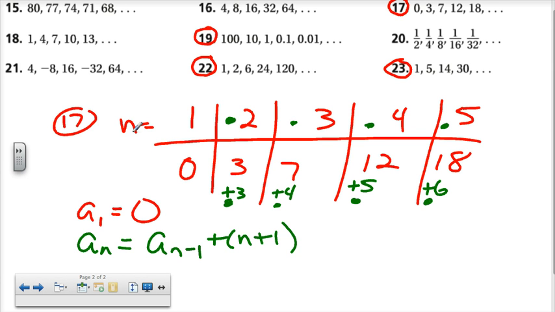That's it. So if they take the previous term and then add the number of the term plus 1, that will generate the term that they need. So again, it's just a matter of looking for patterns. So that is number 17.